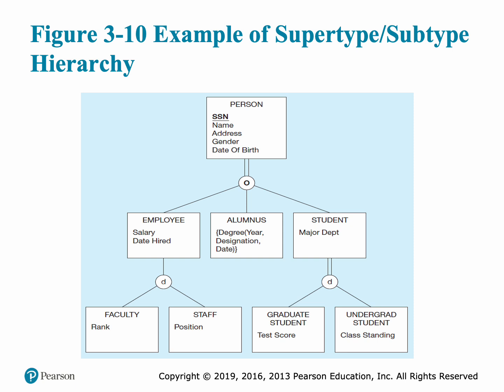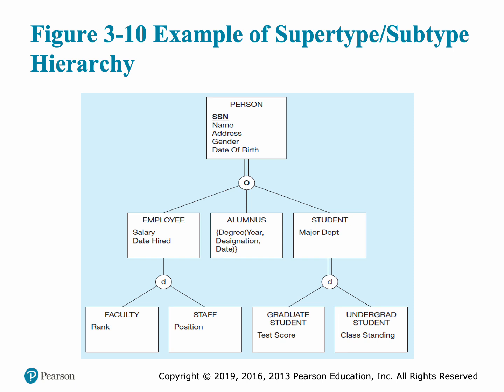Can you envision what the person's subtype discriminator would be? Answer: it has to be a composite attribute. Another question: is it possible for an employee to be something other than faculty or staff? Why or why not? Yes, because of partial specialization.